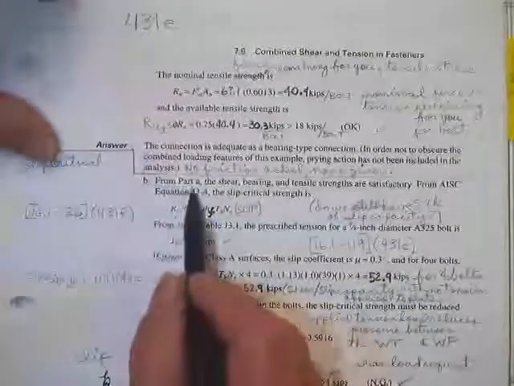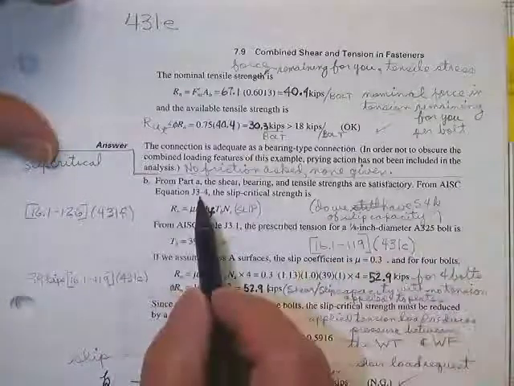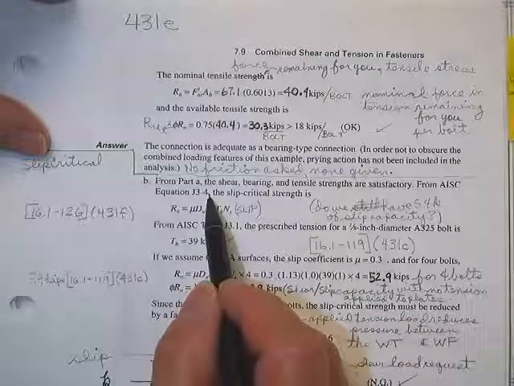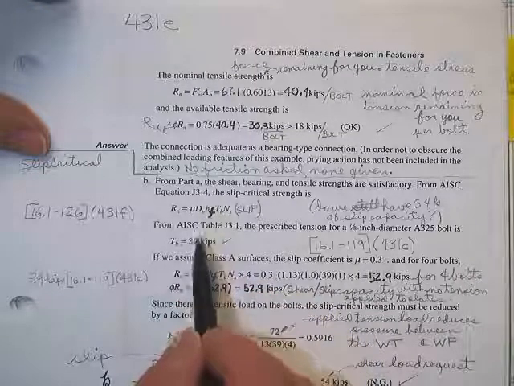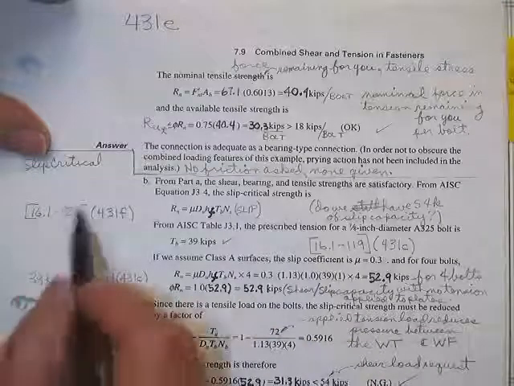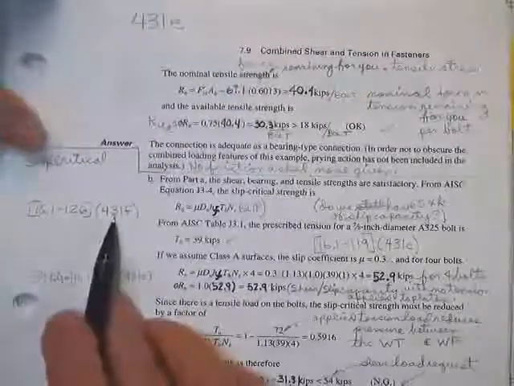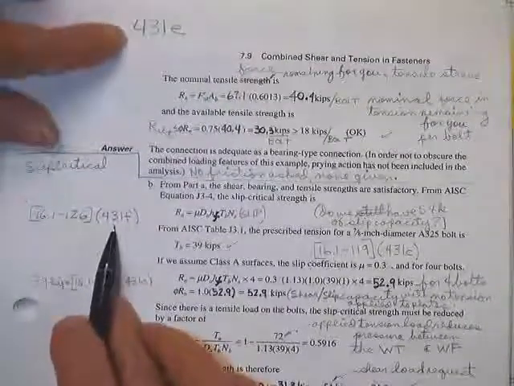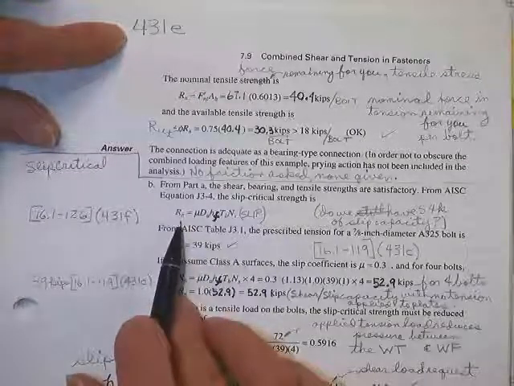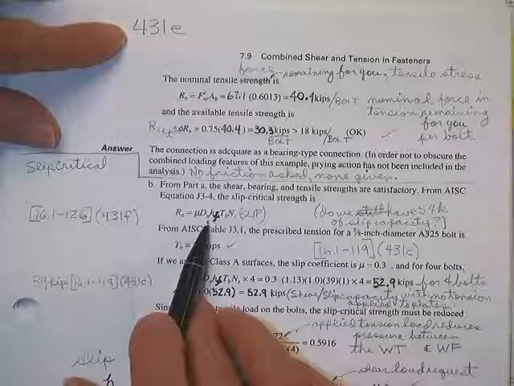Yeah. From part A, the shear bearing and tensile strengths are satisfactory. From equation J3-4, and I know dang good and well that Steinhub was going to ask me where that sucker came from. Oh, here it is right here. It came from page 16.1-126. And they should be here. I try and get them all there. I've got a copy on page 431F, so you don't have to dig out your manual. How much capacity can you have? Coefficient of friction, D sub U. I forget, what's D sub U?